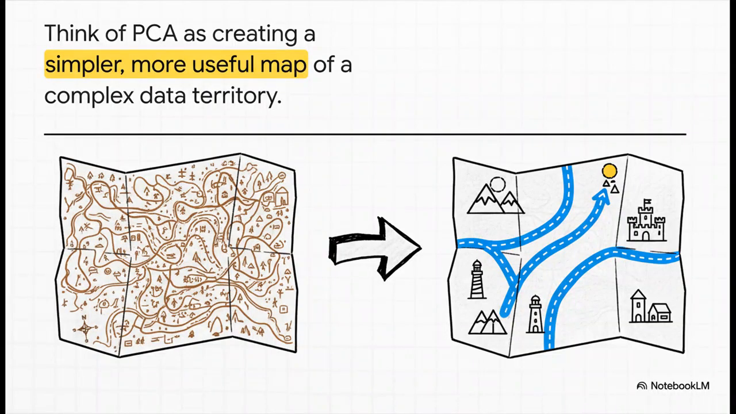Okay, so to really get this, I want you to hang on to one big idea for this whole explainer. Think of PCA as a kind of data cartography. We're not getting rid of the landscape, not at all. We're just creating a better, simpler, more useful map of it. You know, a map that shows you the main highways instead of every single little side street and back alley.